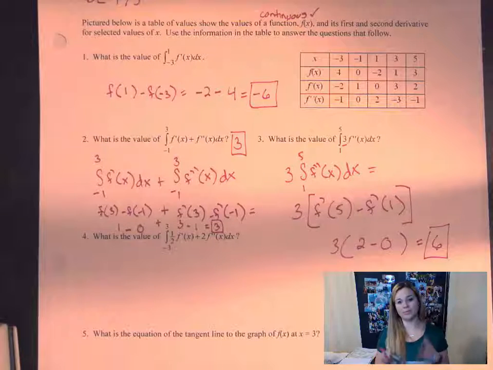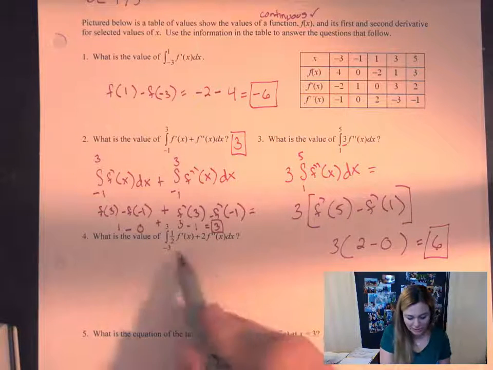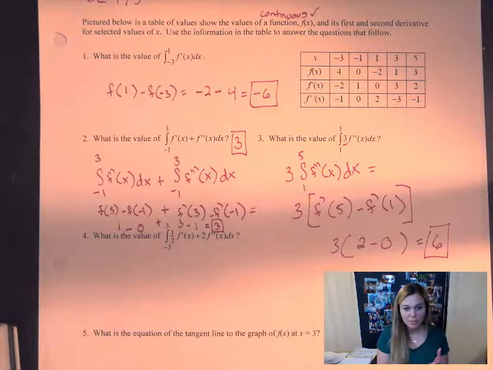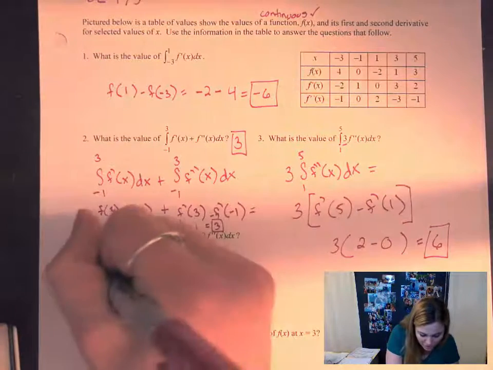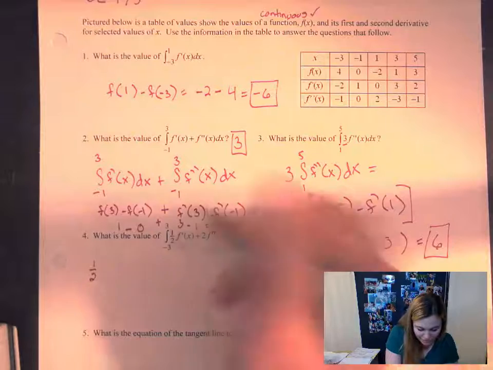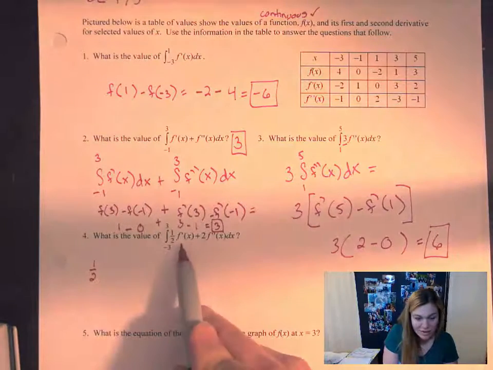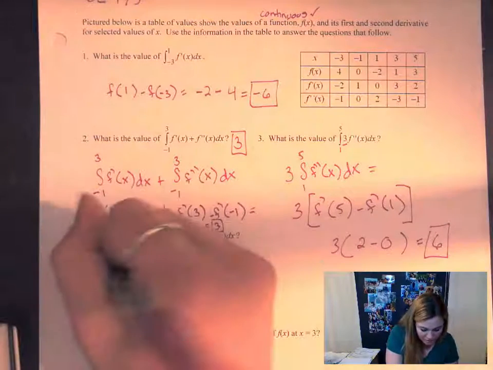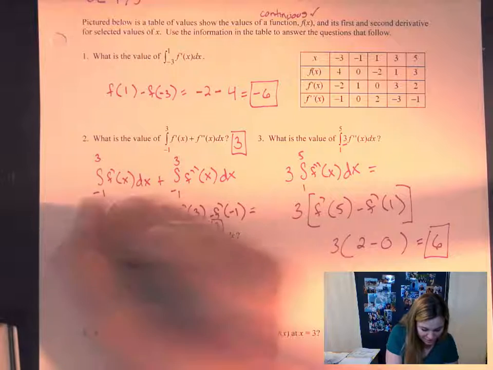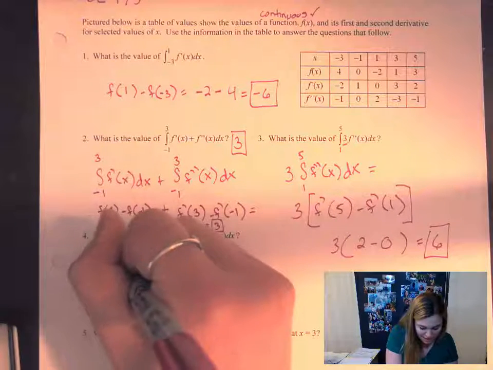Okay, and now we've got to pull out the big guns. Do you see this? That all looks messed together. But we can separate it. We can figure this out. We've got 1/2 that I'm bringing out in front, but only of this first integral. I'm going to integrate from -3 to +3 of f prime of x dx.